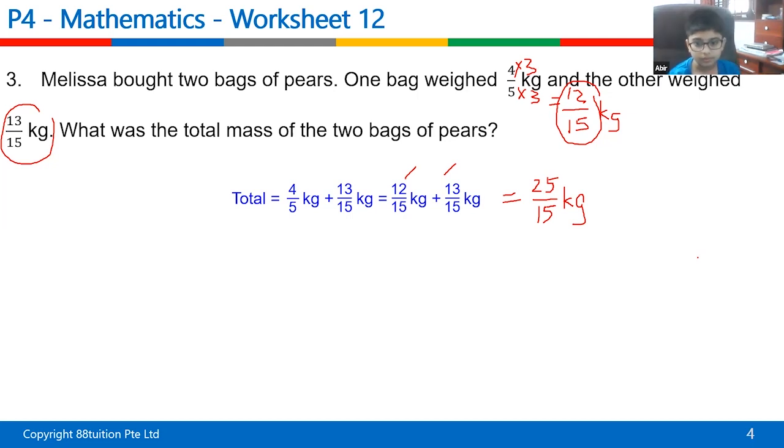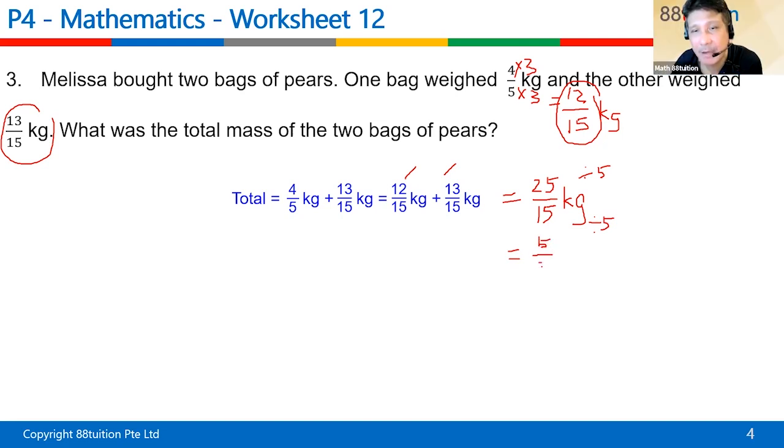5 wholes? No, it is not 5 wholes. It is definitely not 5 wholes. I tell you what, why not we simplify our fraction first? Both 25 and 15 can be divided by 5. So let's divide by 5 first. What happens when both the numerator and the denominator are divided by 5? You get 5 out of 3.